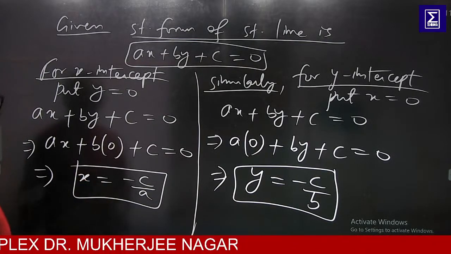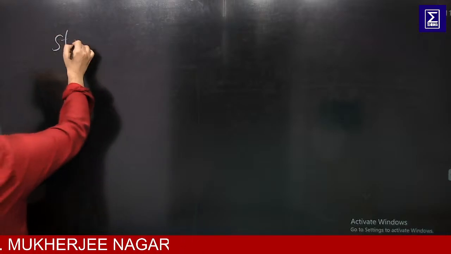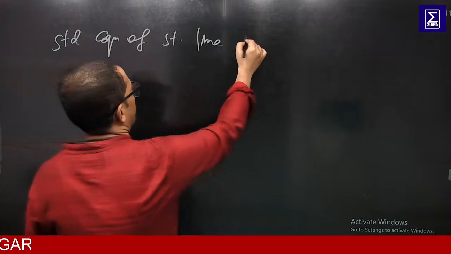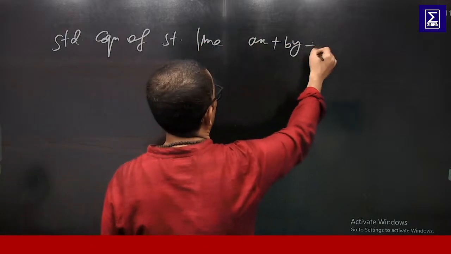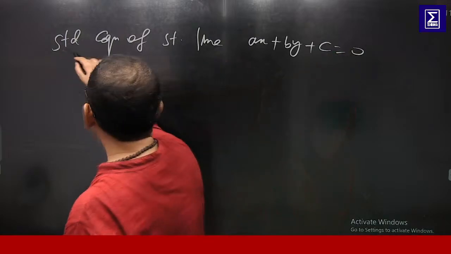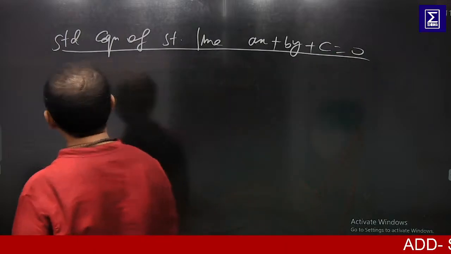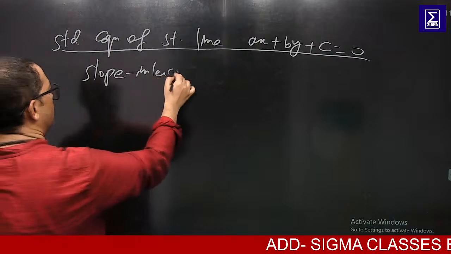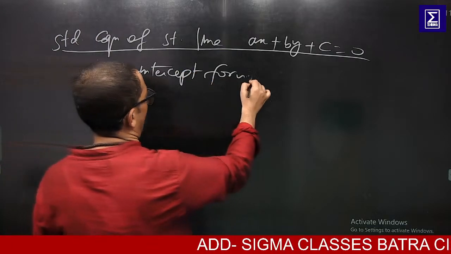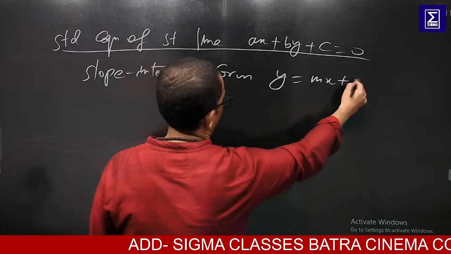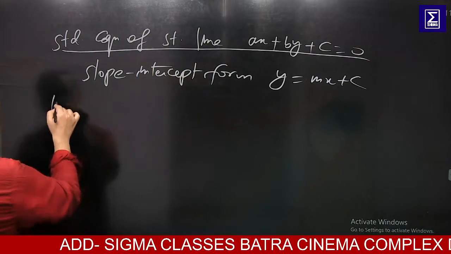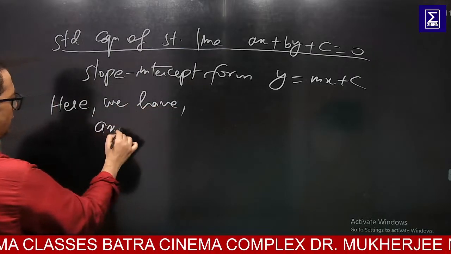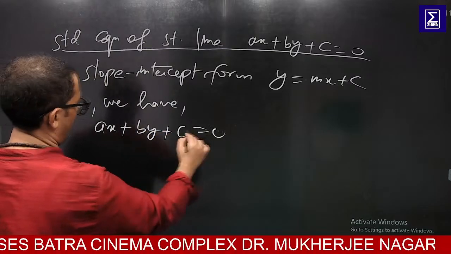Now in a similar way, the standard equation of straight line, that is ax plus by plus c is equal to 0, can be converted into slope intercept form. What is slope intercept form? Slope intercept form, that is y is equal to mx plus c. So here we have ax plus by plus c is equal to 0.